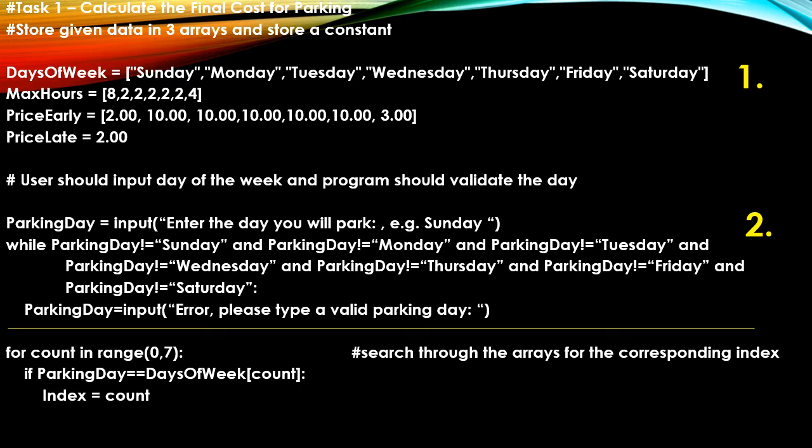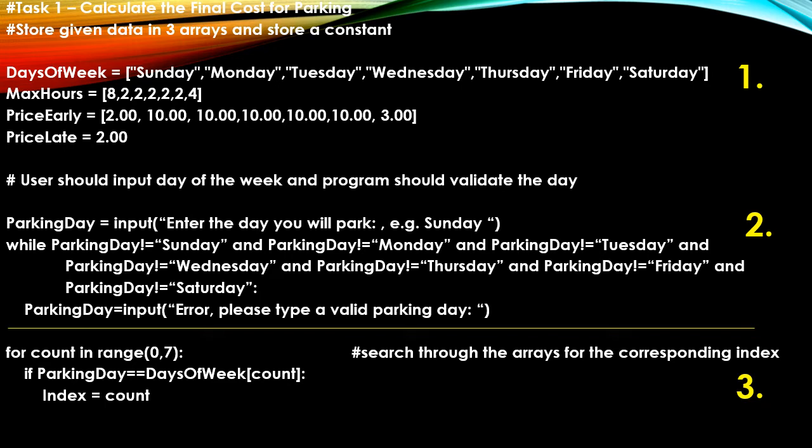And it's time for step 3. In step 3, we are going to run a small search algorithm to be able to identify the corresponding index to the parking day you have chosen. So if you've chosen Sunday, the index is 0 because Sunday is located at position 0 in the array days of week. If you've chosen Monday, the index is 1. Tuesday it's 2. Wednesday it's 3. Thursday it's 4, Friday it's 5, and Saturday it's 6.